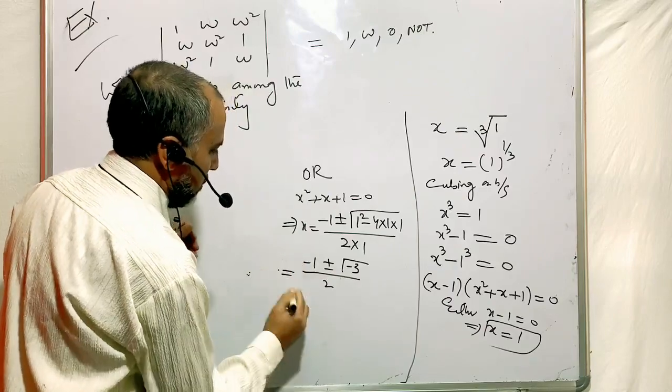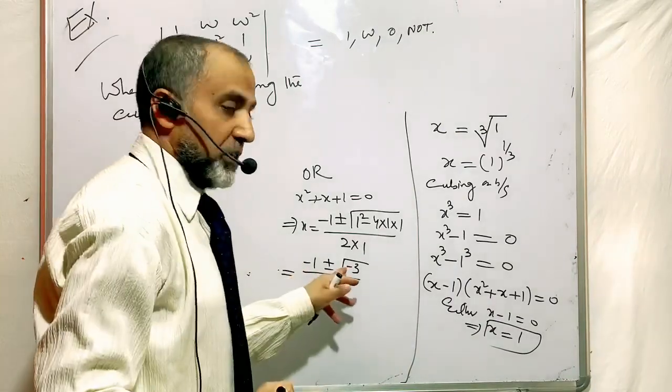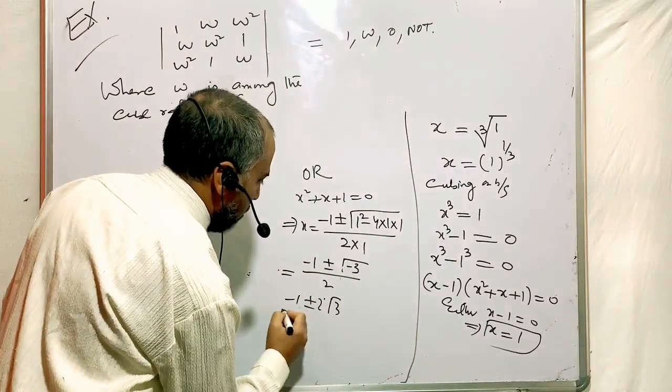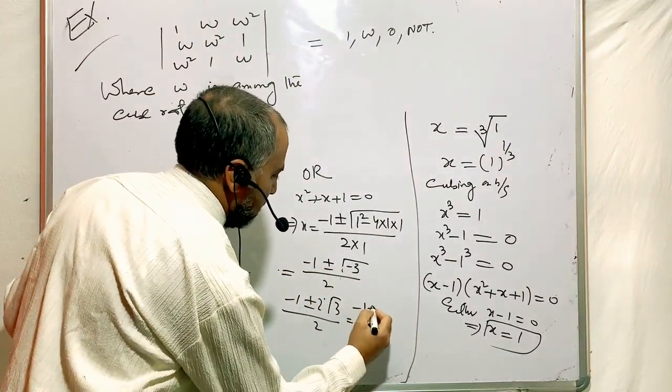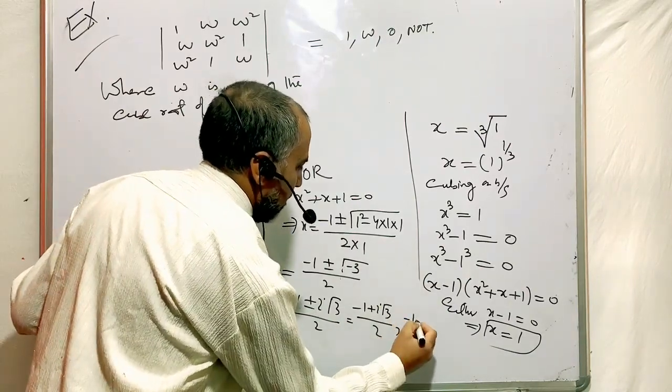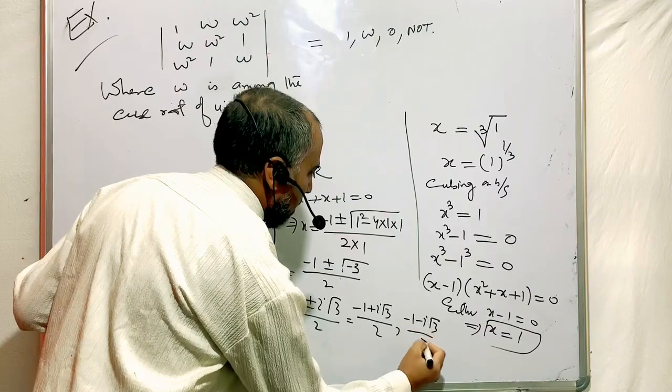We can separate it. This is an imaginary number, so you can write it as iota root 3 divided by 2. Simply, it is minus 1 plus iota under root 3 by 2, and the next is minus 1 minus iota under root 3 by 2.